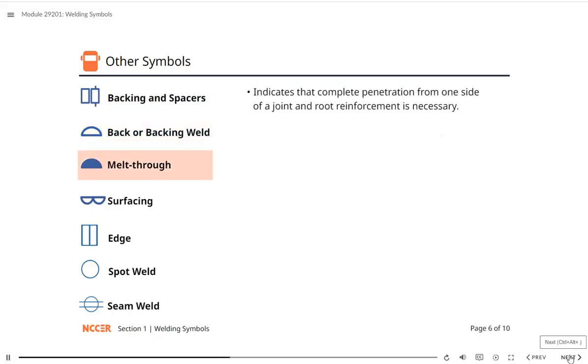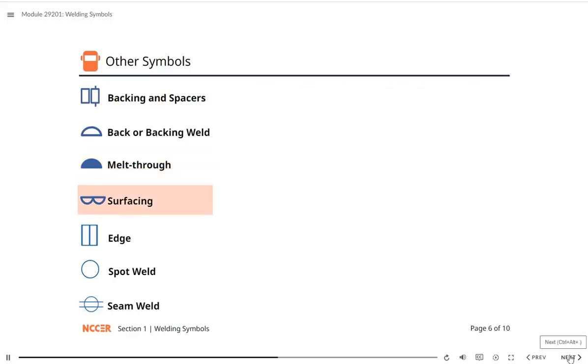The melt-through symbol indicates that complete penetration from one side of a joint and root reinforcement is necessary. The amount of melt-through will be found to the left of this symbol. Surfacing weld symbols indicate that weld is to be used to build up a surface. The depth of the buildup will be found to the left of the symbol.